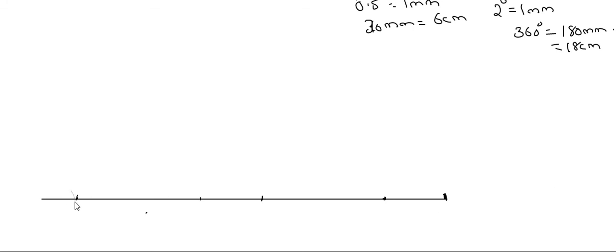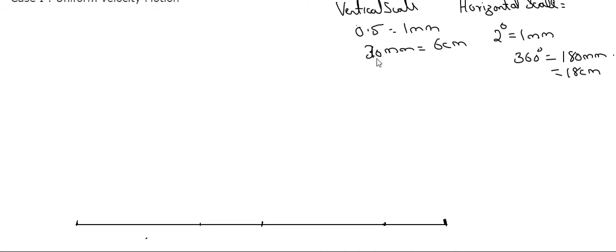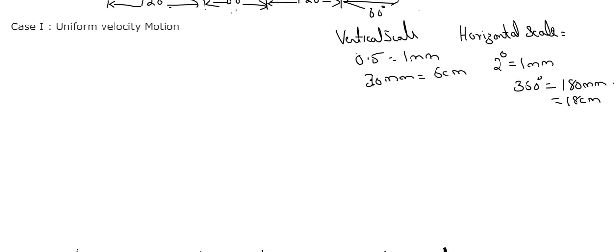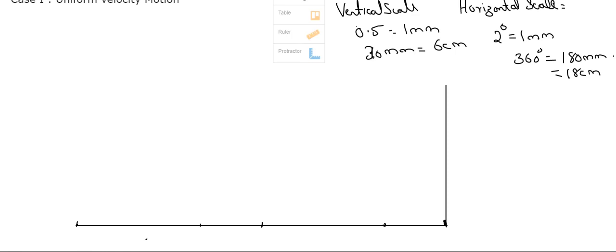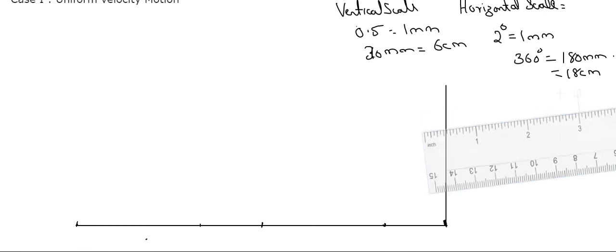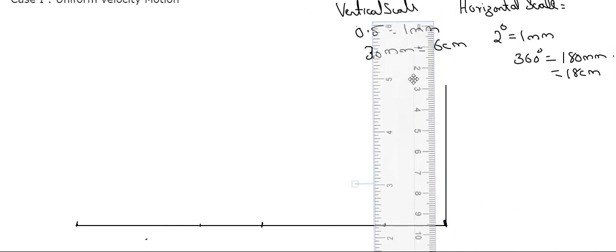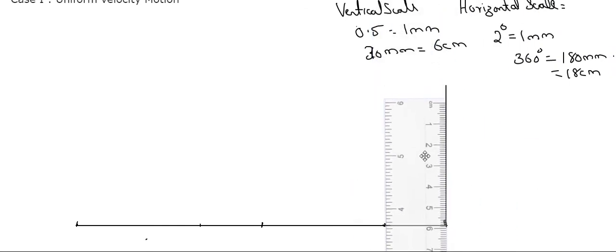That will be the line, and the vertical scale is 30 mm maximum lift. So a maximum of 30 mm can be drawn as 3 centimeter. I am taking it as a little larger scale so as to magnify and show you clearly how to draw it. So from here, if I take a length of 6 centimeter, yeah, so that will be 6 centimeter.